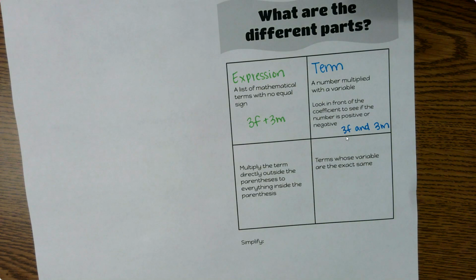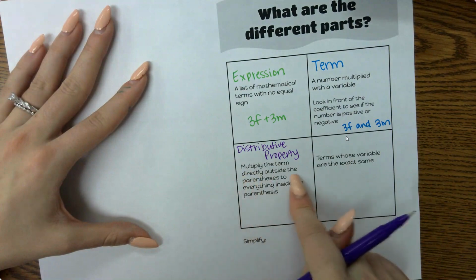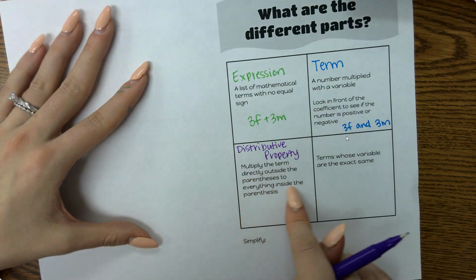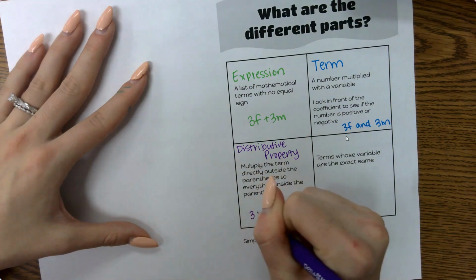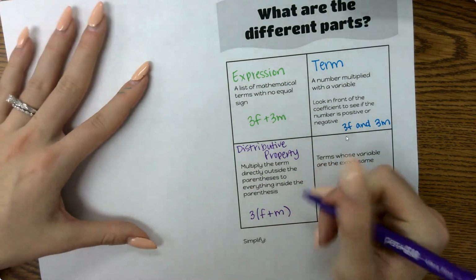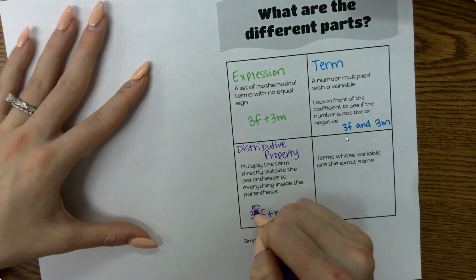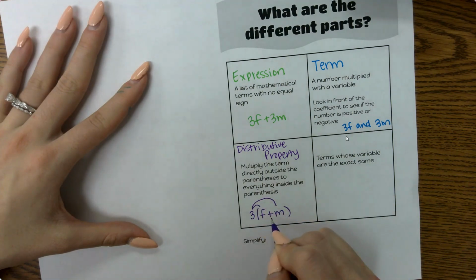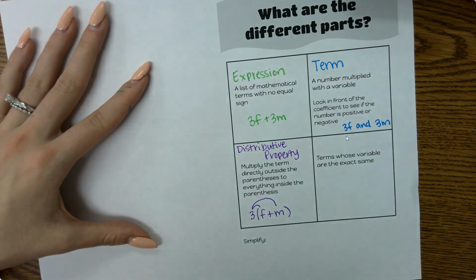Next, we're going to talk about the distributive property. And this is where we multiply the term directly outside of the parentheses to everything inside of the parentheses. So for example, we may have 3 times (f plus m). And what we would do is do 3 times f and then 3 times a positive m. So we'd end up with 3f plus 3m.